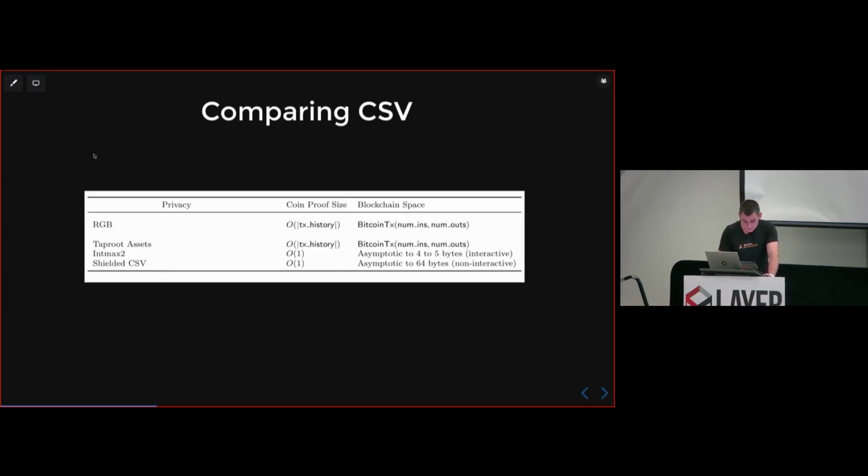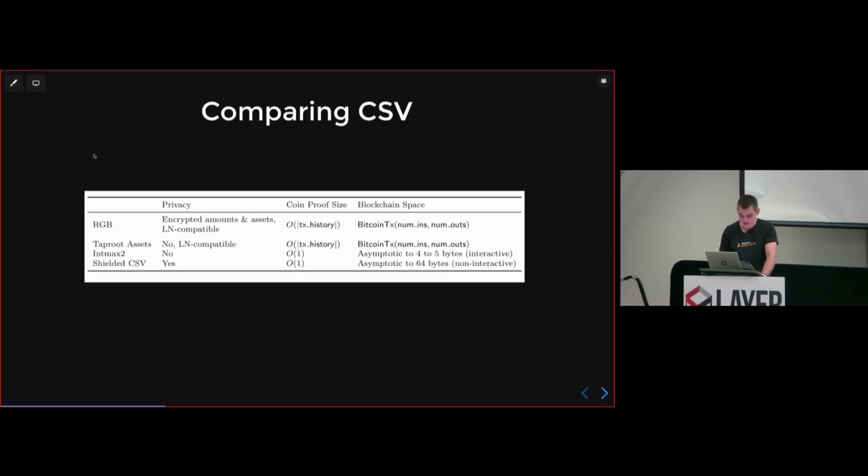The size of RGB and taproot assets coin proofs is similar to the toy CSV protocol. It is proportional to the transaction history, which is the set of ancestor transactions of the transaction paying the recipient. In IntMax2 and shielded CSV, the proof size is constant.